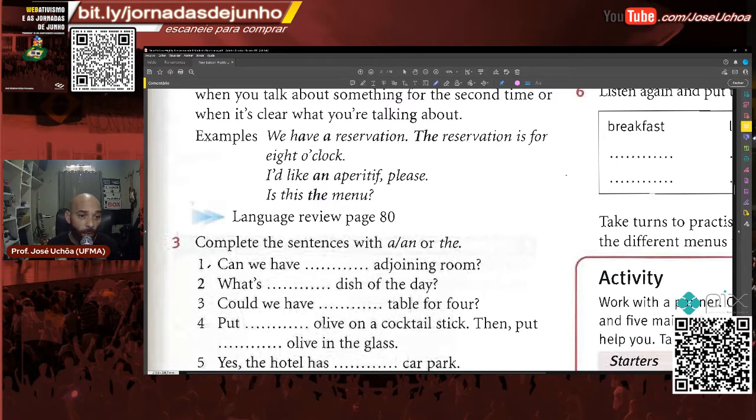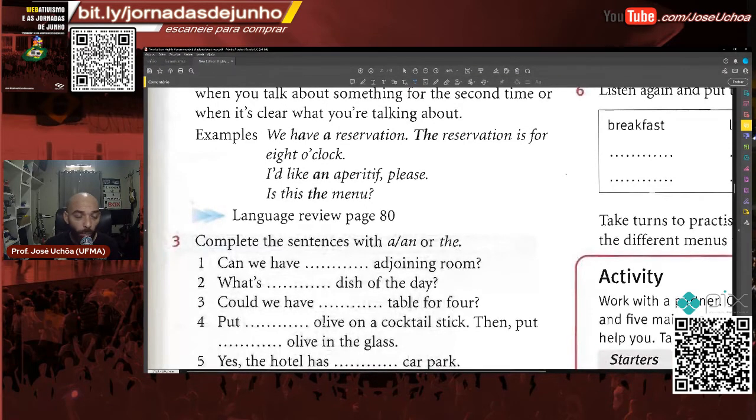Now, the exercise tells us, exercise number 3, complete the sentences with a, an, or the. So let's make decisions here. Can we have an adjoining room? Are you talking about a specific adjoining room at the hotel, or would any adjoining room do for you? Of course, any adjoining room, okay? So can we have an adjoining room? Why not a? Because adjoining is pronounced with a vowel sound, okay?